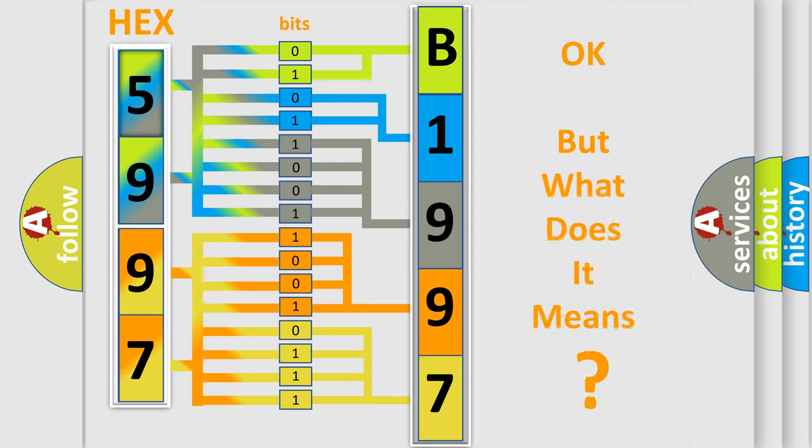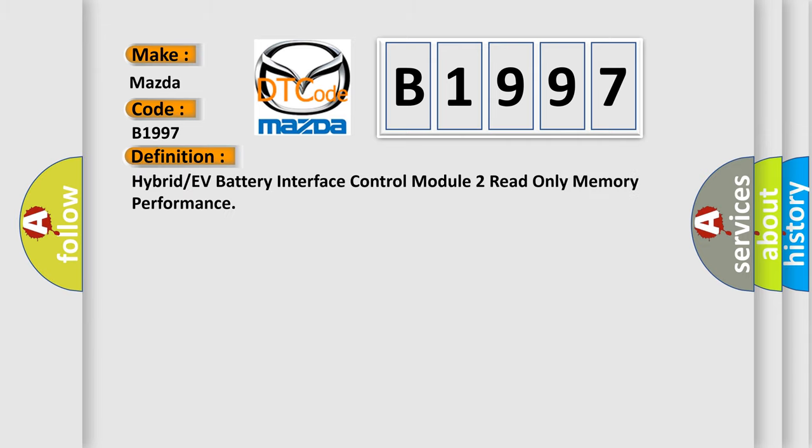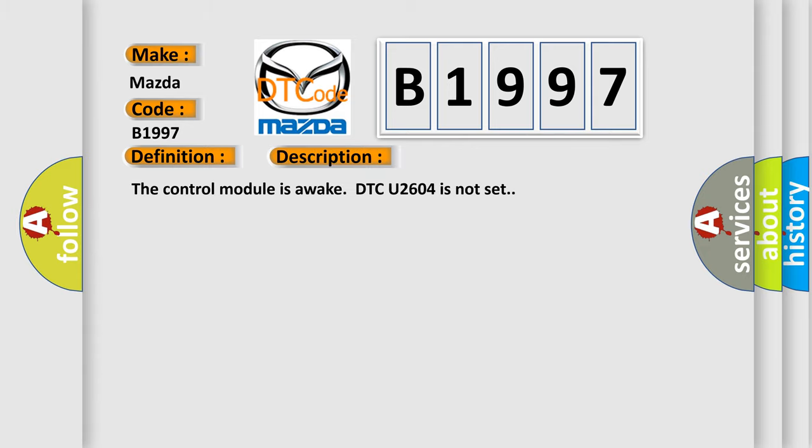The number itself does not make sense to us if we cannot assign information to what it actually expresses. So, what does the Diagnostic Trouble Code B1997 interpret specifically for Mazda car manufacturers? The basic definition is: hybrid or EV battery interface control module 2 read-only memory performance. And now this is a short description of this DTC code.